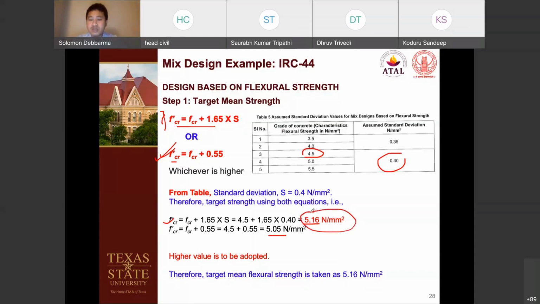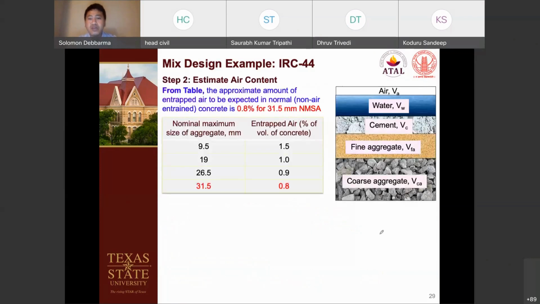So we need to achieve this strength in the laboratory. In the field condition, we may not be able to achieve 5.16 Newton per mm square, but the characteristic strength of 4.5 MPa should be achieved in the field. But in the laboratory, since we have designed based on the target mean strength, about 95% of the specimens should at least achieve 5.16 Newton per mm square, right? And in the second step, we have the nominal maximum size of 31.5 mm.